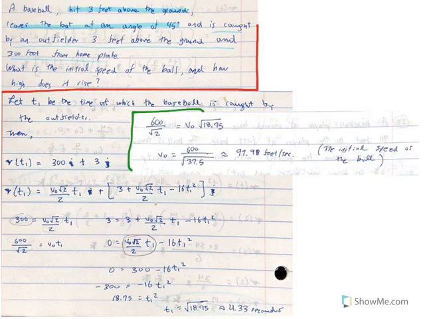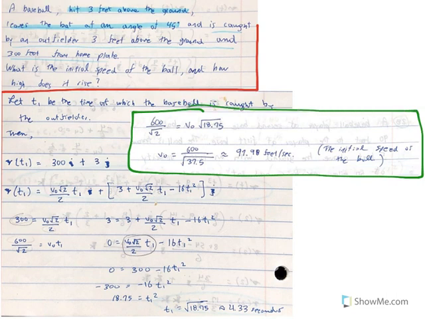And here is my work for doing exactly that. So we are going to substitute for t sub 1 the square root of 18.75, and you see that right here. And now we will be able to solve for v naught in this equation, which is the first equation. And when you solve for v naught using algebra, this is what you get.